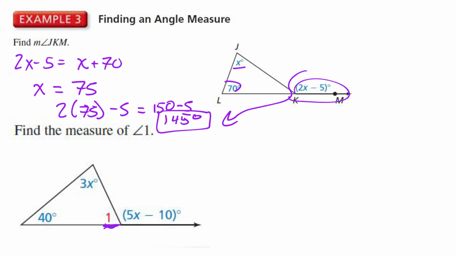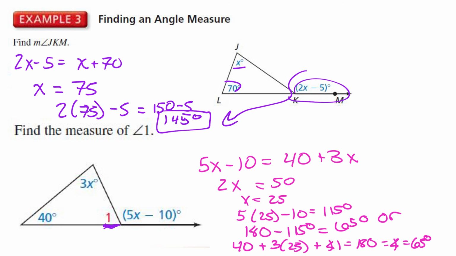So inside here now, you have to use two different properties. You have to use the exterior angle theorem as well as linear pairs. So to solve this problem, we first use the exterior angle theorem to solve for x. So we have 5x minus 10 right here is equal to this angle, 40, plus 3x, this angle, because they are the non-adjacent angles. So when we break it down, x is equal to 25.